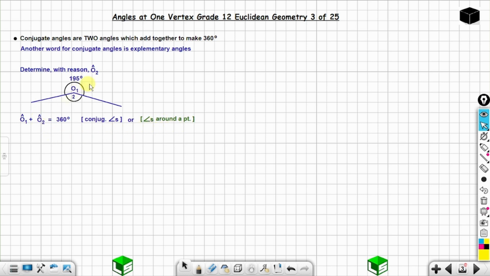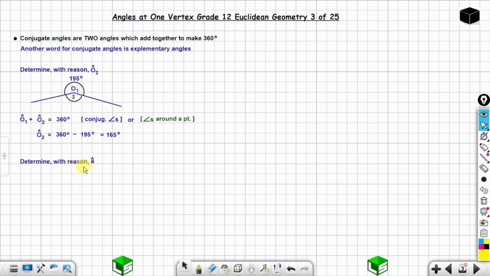Now O2, we have to determine O2. O2 is equal to 360 degrees minus O1. Okay, you take O1 to the right, minus O1. O1 is equal to 195 degrees. This is equal to 165 degrees. Let's see another example.